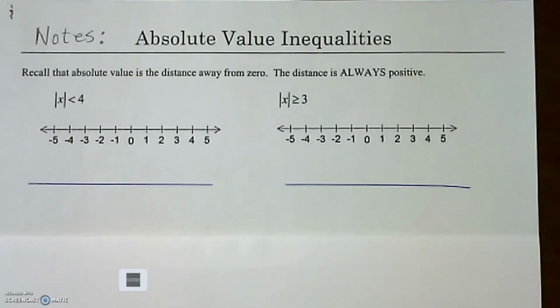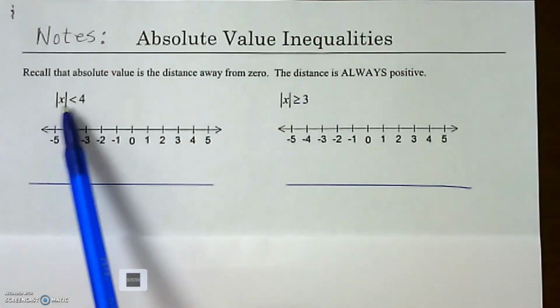Absolute value inequalities. Well, I think we should be familiar with absolute value, and it says, recall that absolute value is the distance from zero, and that a distance must always be positive. So let's just look at this first one. The absolute value of x is less than 4.